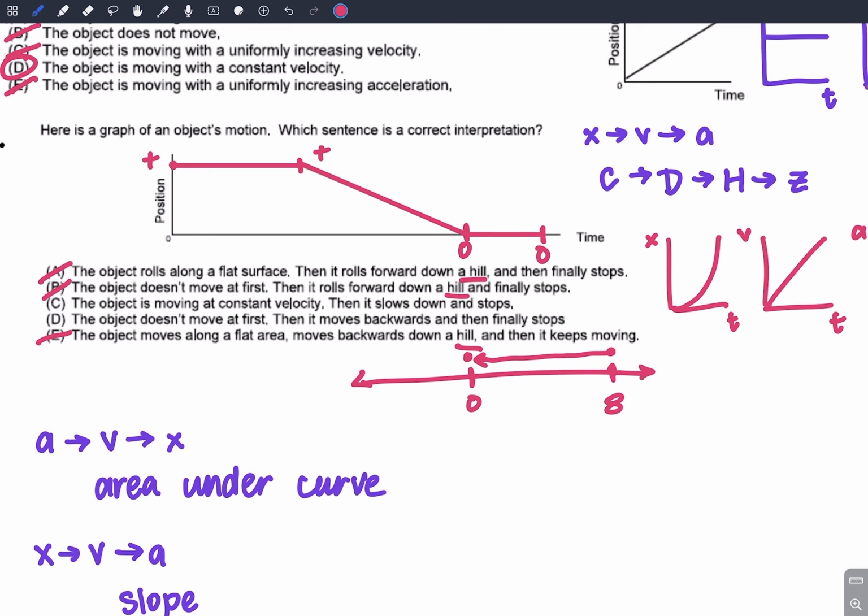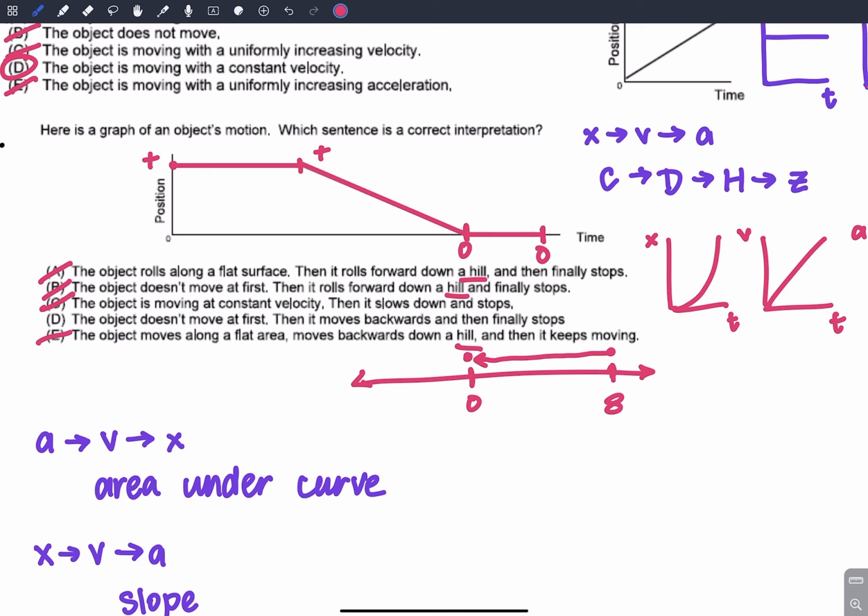Let's read C and D. C, the object is moving at a constant velocity. Then, it slows down and stops. This is really important because it's talking about position versus time. If this were a velocity versus time graph, we would have chosen C. But since this is position versus time, C is not our answer either. So it's extremely important that you read your axes before you begin analyzing the graph.